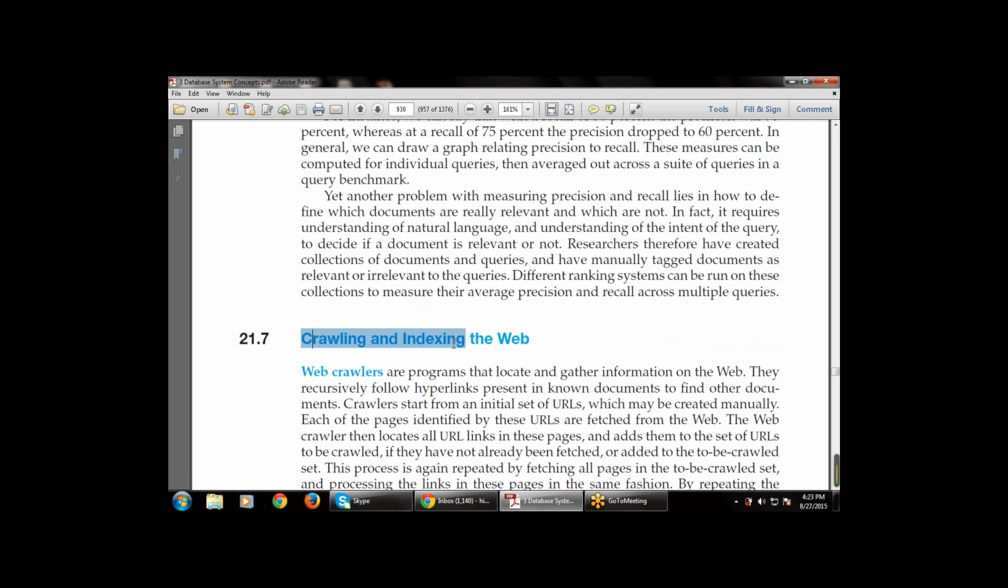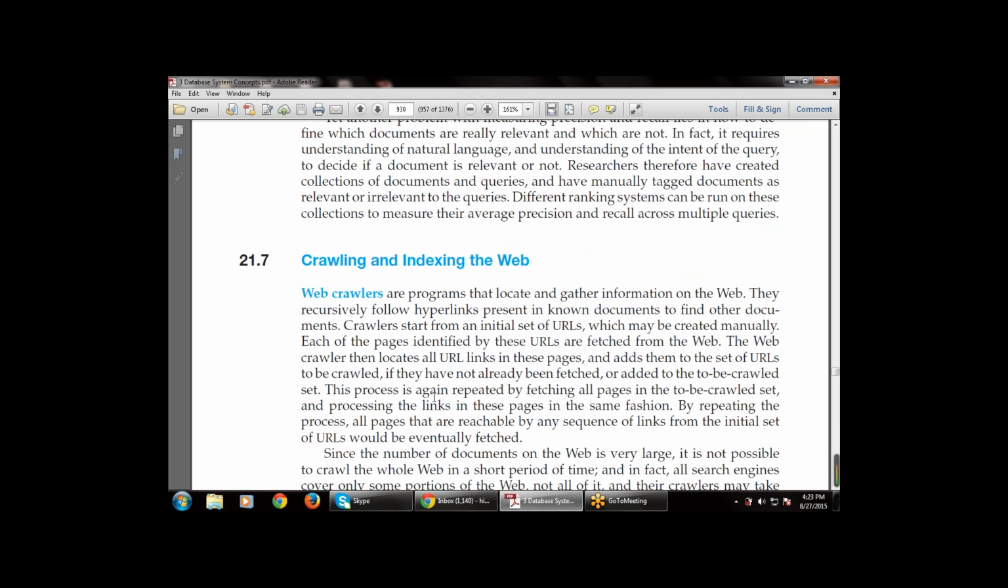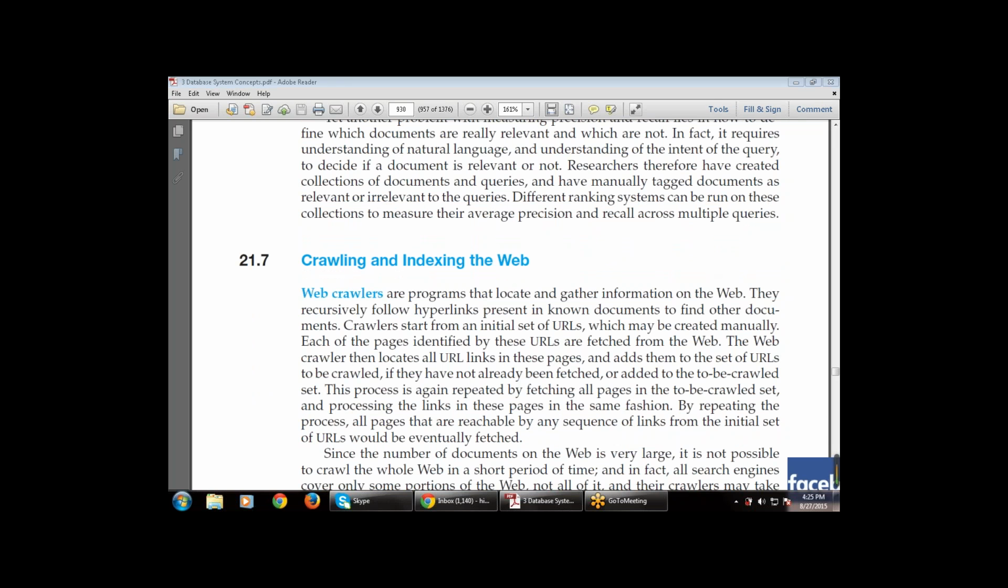The next topic is crawling and indexing the web. That is, how and when to crawl and how to index the web. That is today's topic, so let's start. The topic is crawling and indexing the web: how to crawl, locate the given information, and index the information that is maintained on the web.